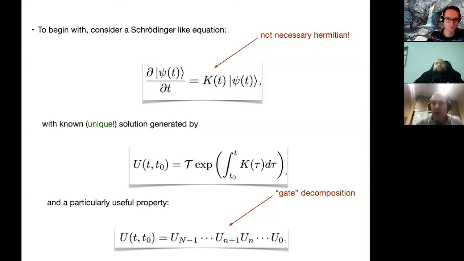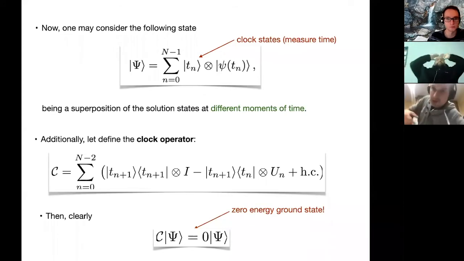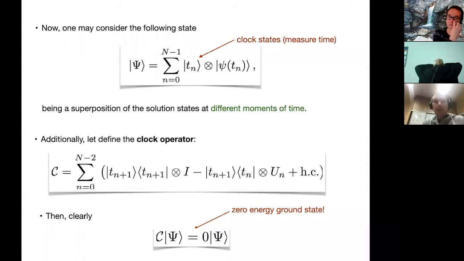So how would you go about trying to encode the sequence of unitary gates to be solved on quantum annealing? That's the question. The idea is closely related to something that we called Feynman's clock. So basically you can write down a generic state. You can superimpose all states at different moments of time.